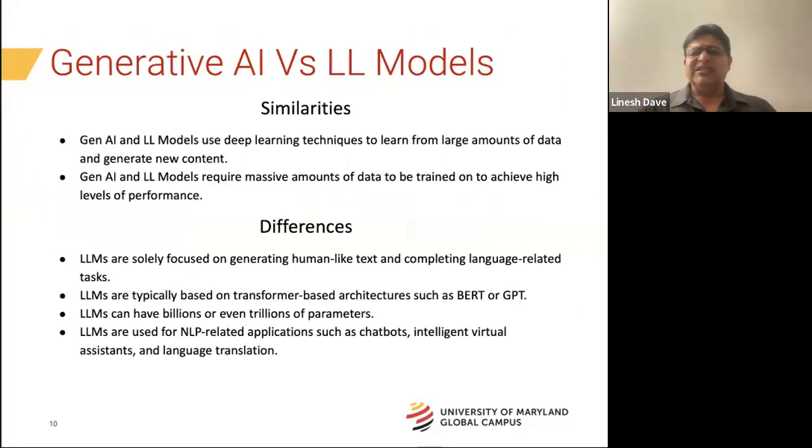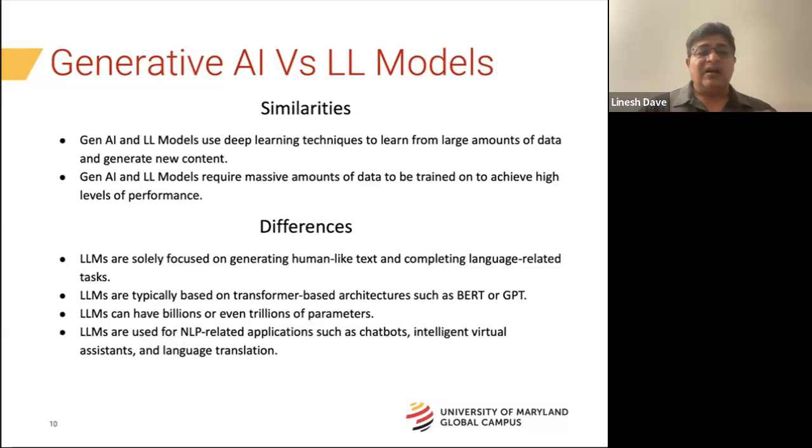As far as generative AI versus large language models, there are certain subtle similarities and differences, right? I want you to understand that both Gen AI and large language models use deep learning techniques to learn from large amounts of data and generate new content. They also require massive amounts of data to be trained on, but that's where the similarities end.